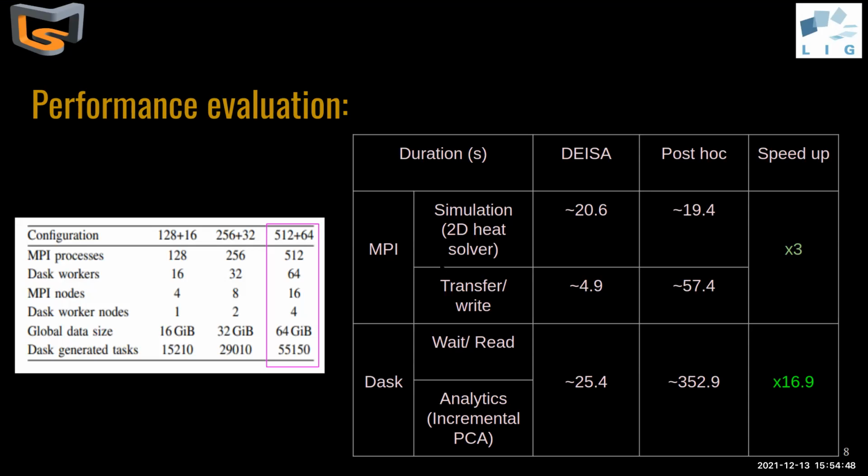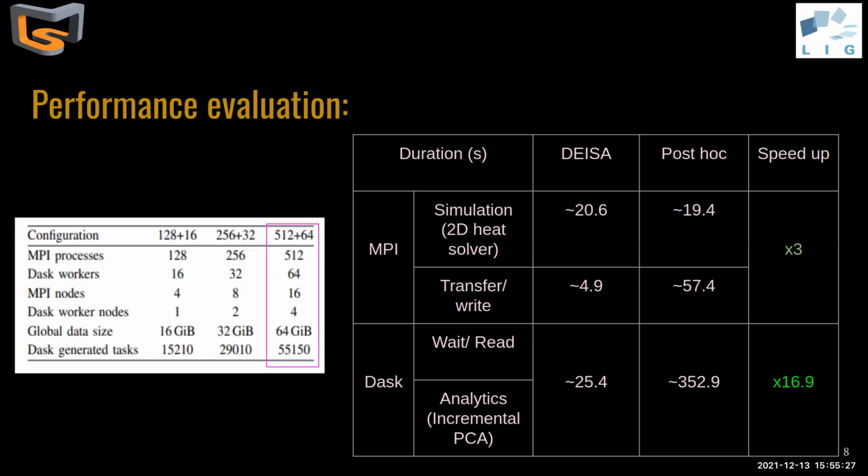We have evaluated our prototype on the Ruche supercomputer using a mini app, which is a 2D heat solver parallelized in MPI, and an incremental principal component analysis from the Dask-Enabled API. On the left side, we have all the configurations that we have tested, and you can find the results in the paper. And on the right side, we have only results for the last configuration, where we generate 64 gigabytes per iteration. So here we compare the DEISA results with the post-hoc results.